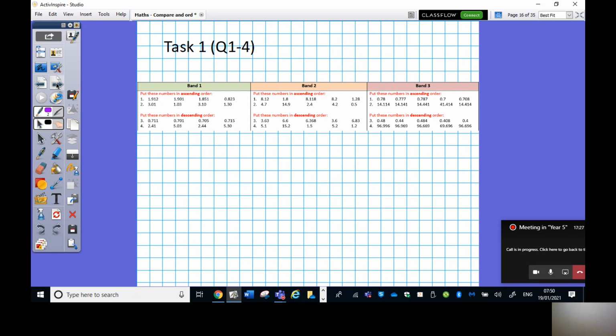Okay, so what I would like you to do is to complete task 1, questions 1 to 4. You can choose bands 1, 2 and 3. When you have finished, then please come back and we'll continue. So how did you find that? How did you do? Fantastic.